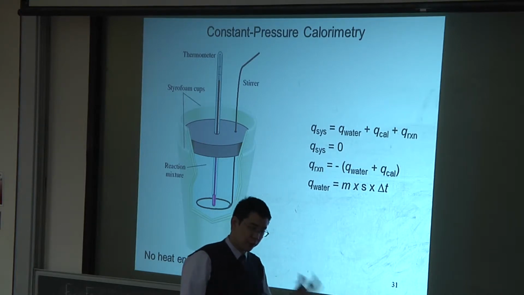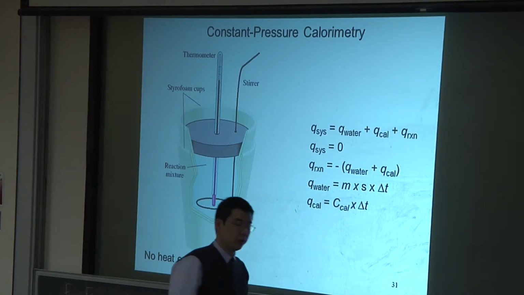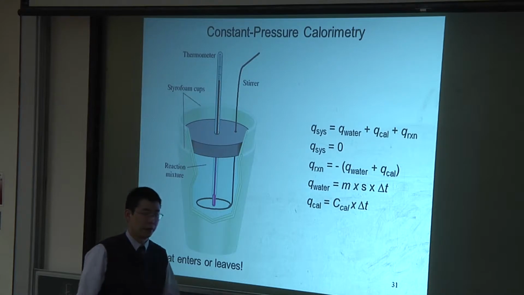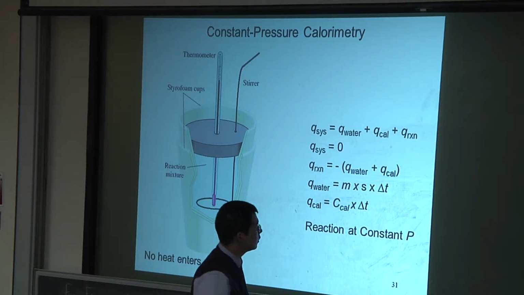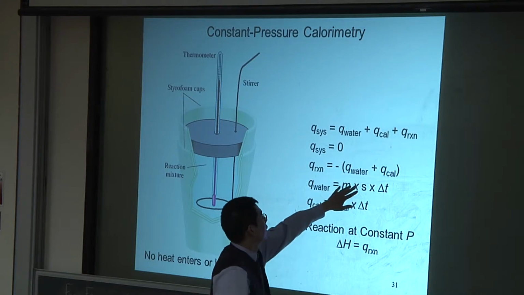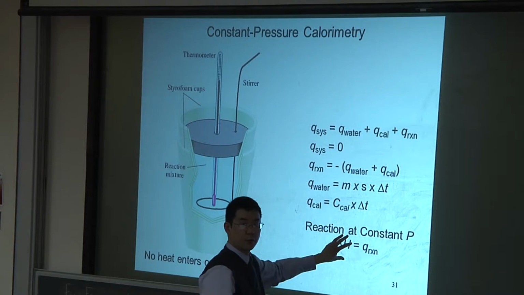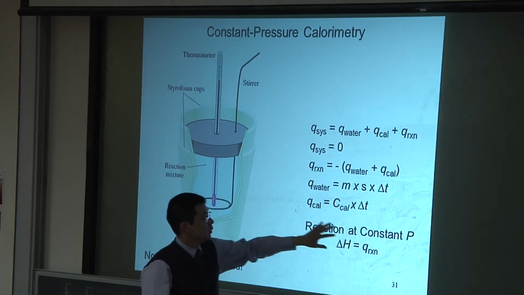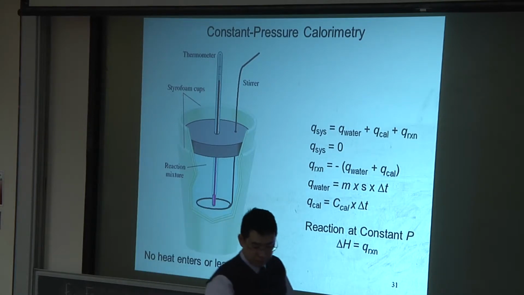So the Q of the water equals ms delta T for the water. Q of the calorimeter equals the C of the calorimeter, or the ms of the calorimeter times delta T. And when you put that together, if the reaction is at constant P, right? If you put that together, this plus this is the negative of that. And again, delta H, if we're thinking about per moles, then we would take Q divided by the moles of the reaction.